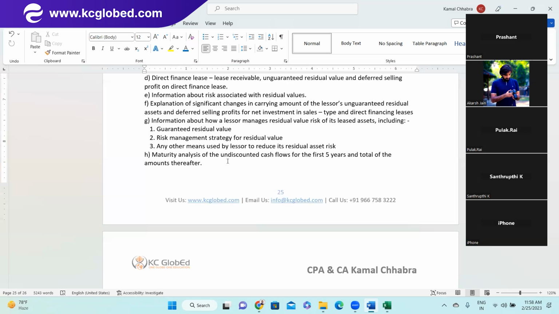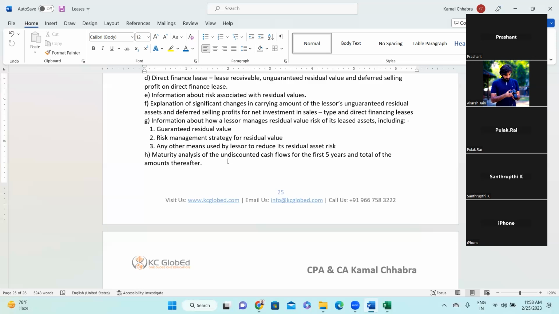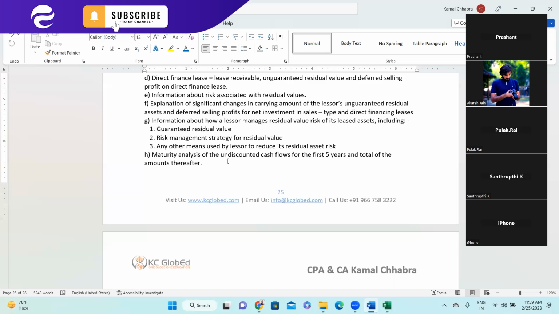Next is an explanation of significant change in carrying amount of the lessor's unguaranteed residual value of assets and deferred selling profit of net investment in sales type and direct finance lease. G point is information about how the lessor manages residual value risk of the lease asset, which includes guaranteed residual value, risk management strategy for the residual value, or any other means used by the lessor to reduce the residual value risk. So that's all.